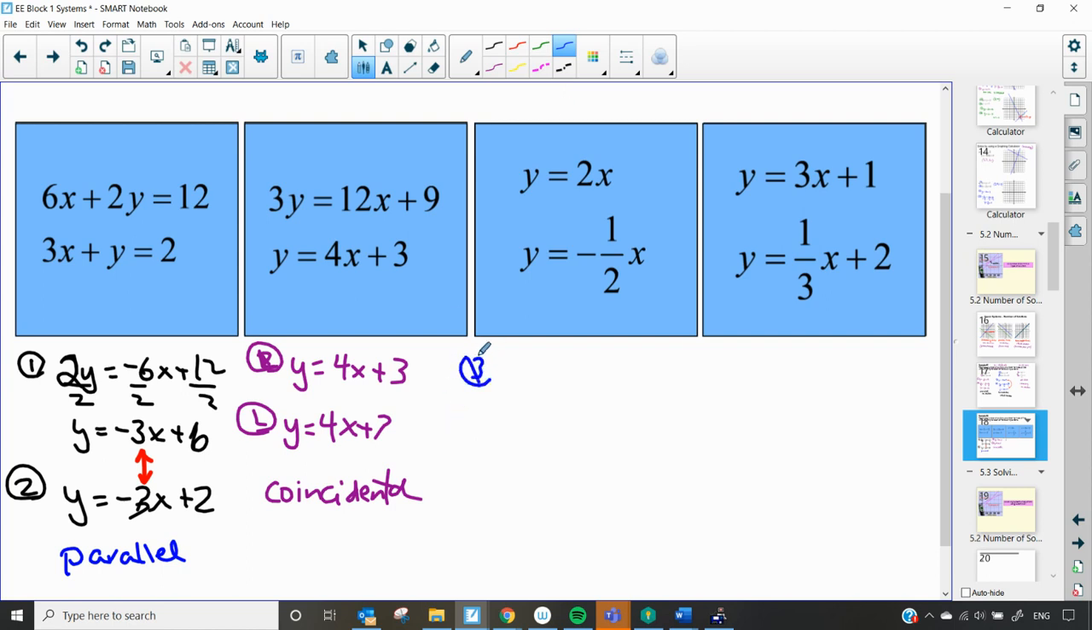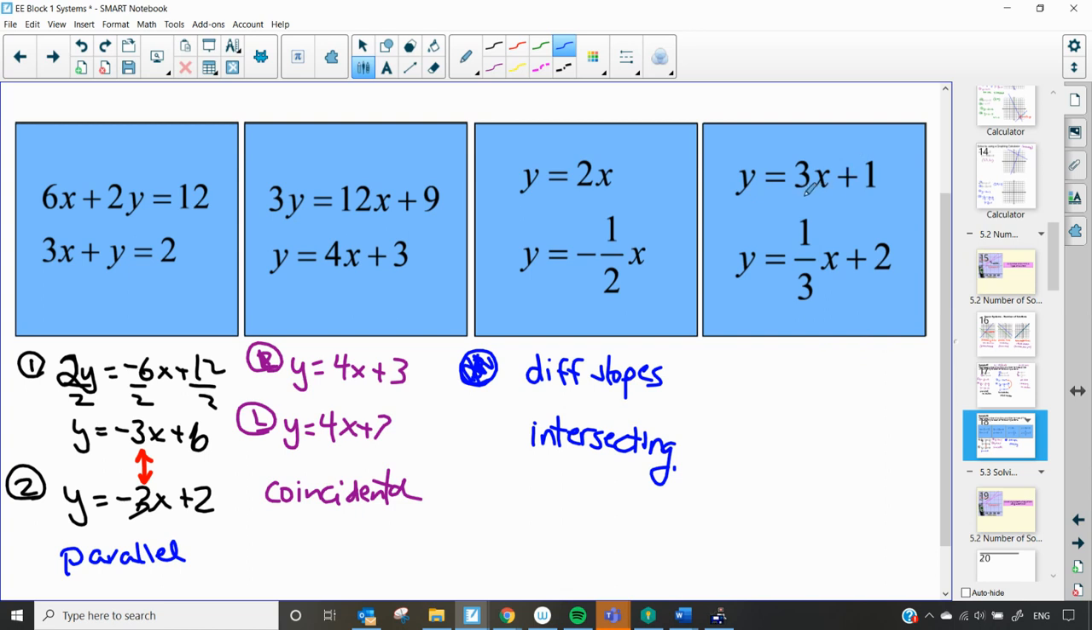All right, question part 3 here. Equation 1, we've got y equals 2x. And then we've got y equals negative 1/2 x. We don't actually have to do any calculations here. They're different slopes. And different slopes means that these are intersecting lines, and intersecting lines means one solution.